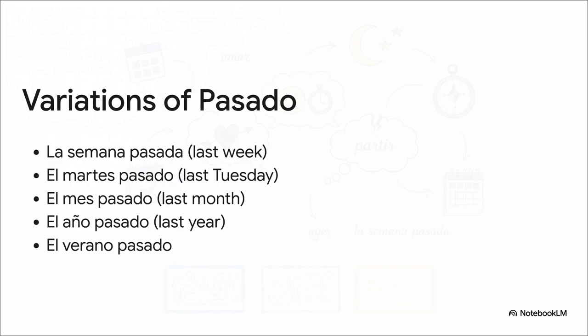Next up, let's keep building that toolkit by grouping the pasado expressions. Pasado literally means past or last. So la semana pasada is last week. El martes pasado, last Tuesday. We also have el mes pasado for last month, el año pasado for last year, and el verano pasado for last summer. Notice how beautifully these expressions frame a definitively completed time window. Last summer is totally over, the window is closed, so the action practically demands the preterite.